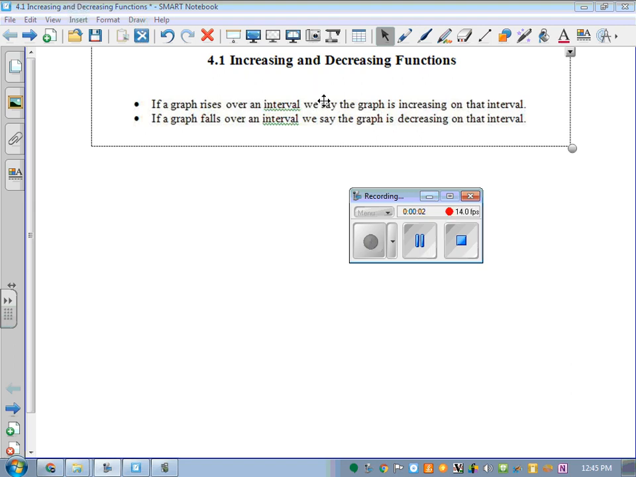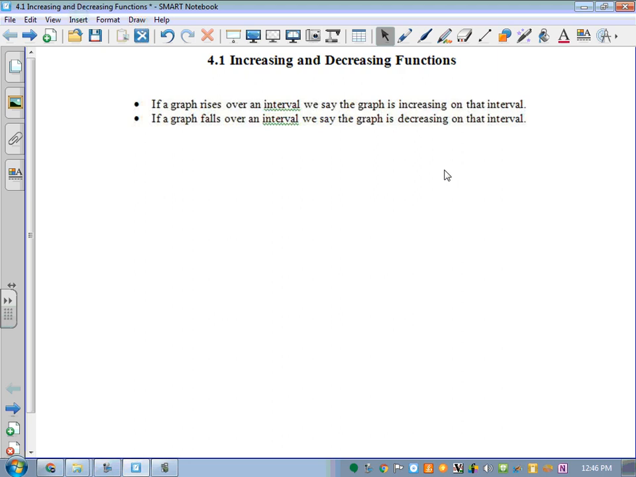All right, welcome to 4.1 in Math 31, which is where we start talking about functions increasing and decreasing and getting into some of the useful aspects of the derivative. A couple things I'd like to point out right out of the gate with the notes: when it talks about a graph rising over an interval, this is essentially talking about positive slope. We are certainly assuming that you're reading the graph left to right. So as x increases, y increases, that's positive slope.